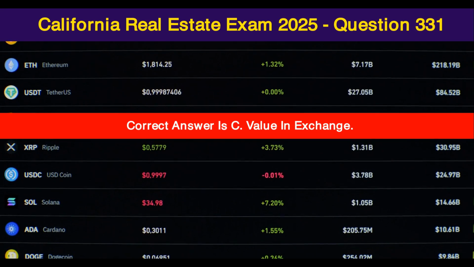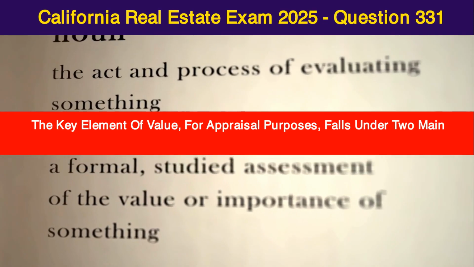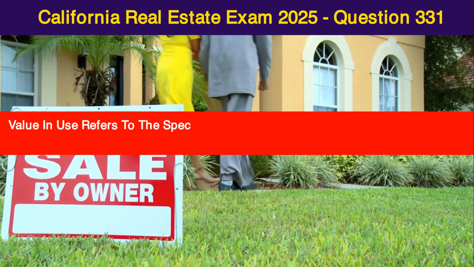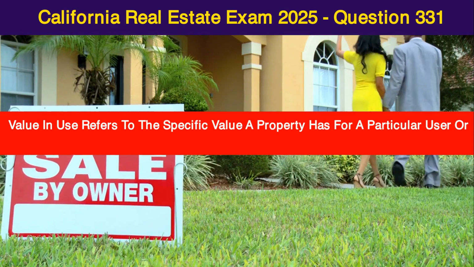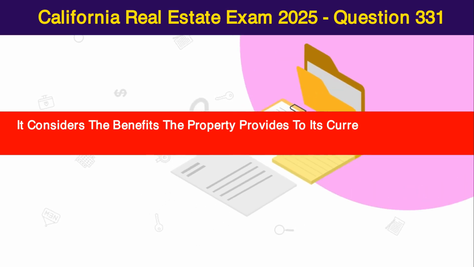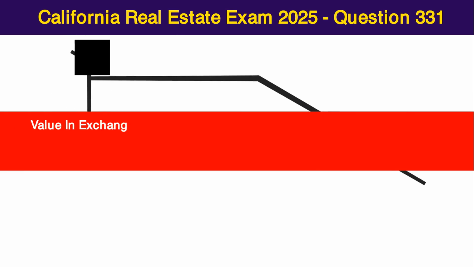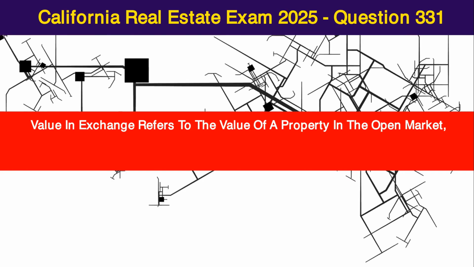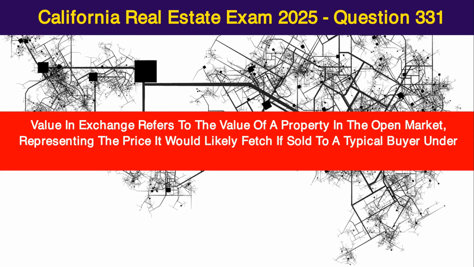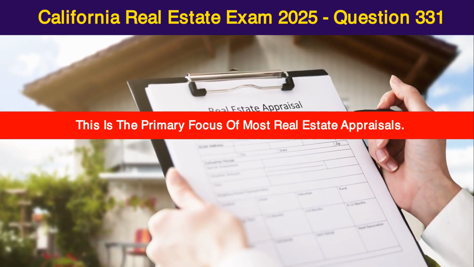Value in exchange. The key element of value, for appraisal purposes, falls under two main categories: value in use and value in exchange. Value in use refers to the specific value a property has for a particular user or in a specific use. It considers the benefits the property provides to its current owner or for a specific business operation. Value in exchange refers to the value of a property in the open market, representing the price it would likely fetch if sold to a typical buyer under normal market conditions. This is the primary focus of most real estate appraisals.